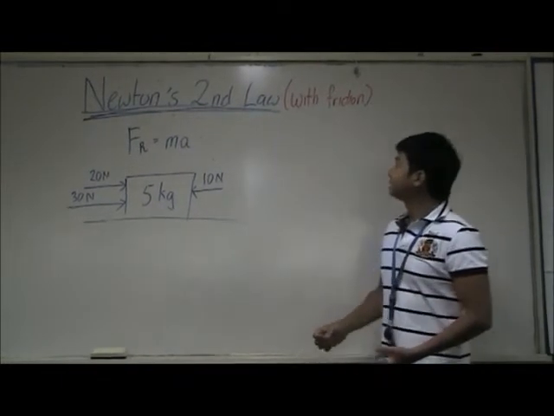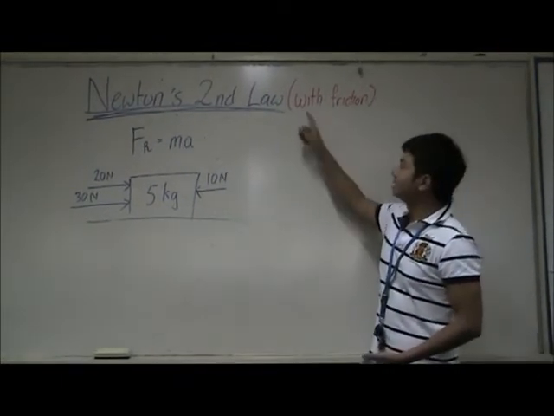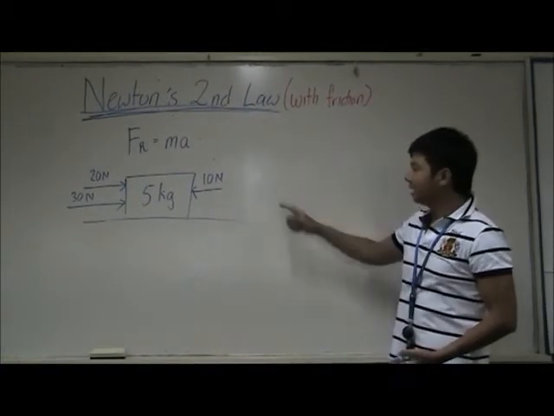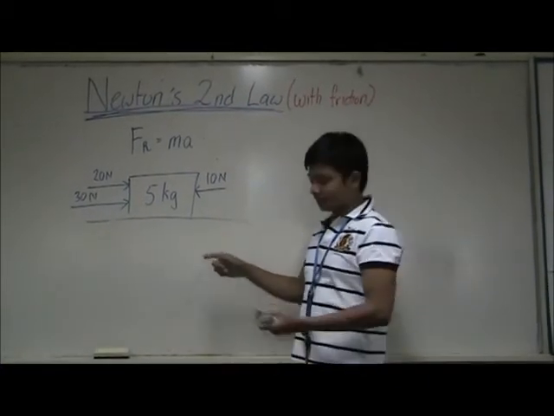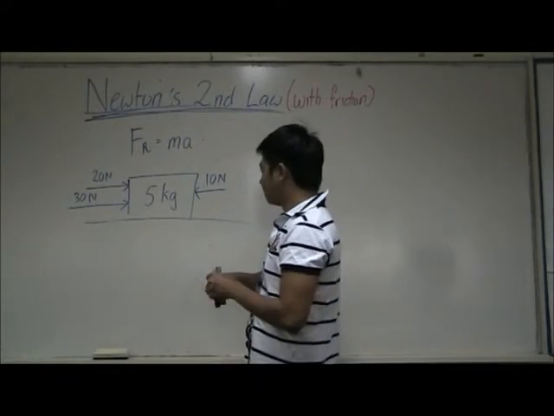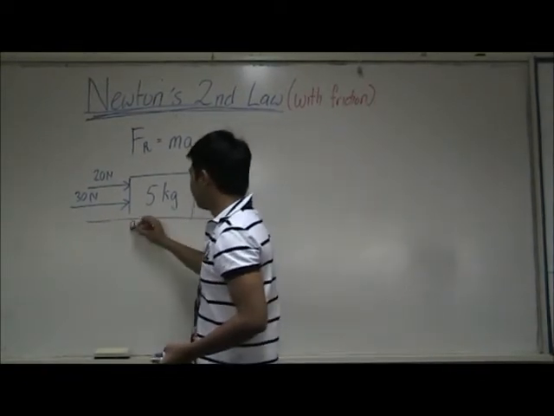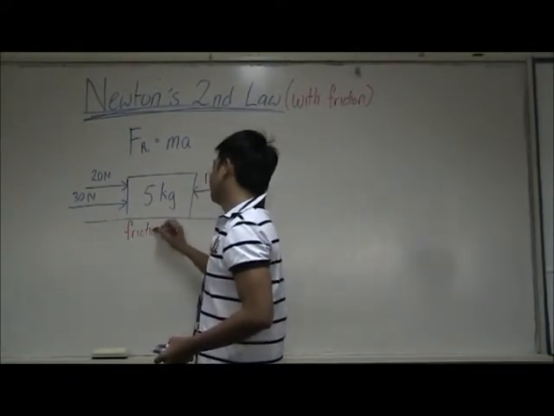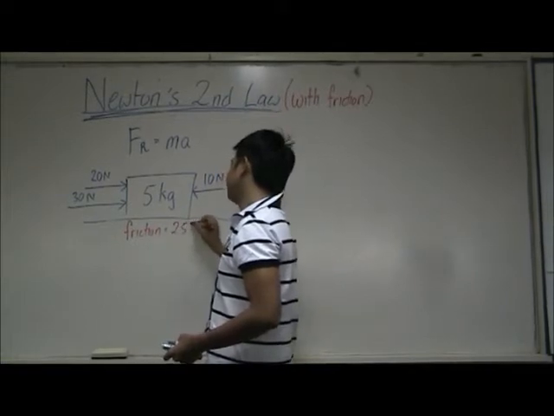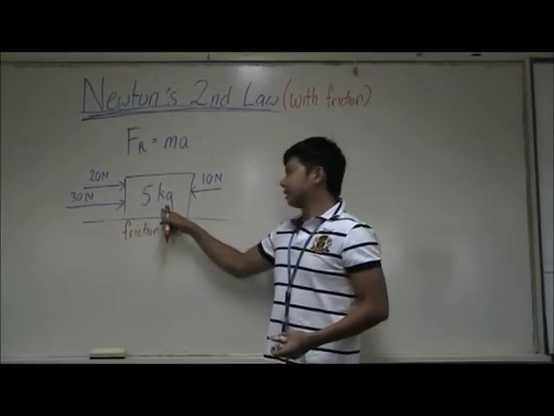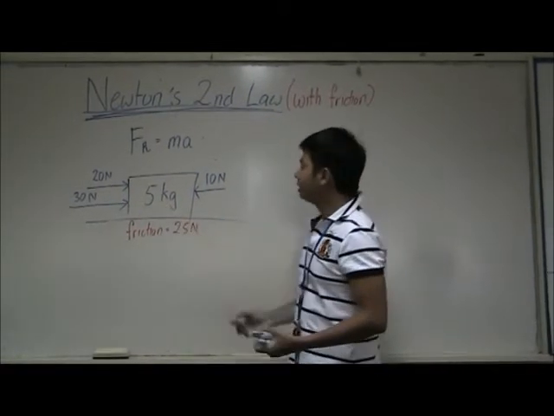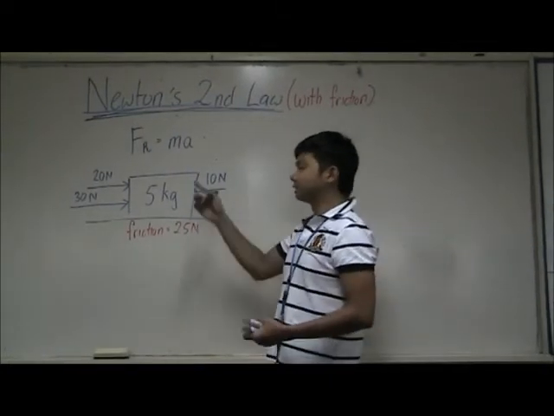Okay, I'm going to discuss how friction plays a part in Newton's second law. Let us consider the previous questions, with the exception that now I'm going to add in a friction of 25 Newton between the mass and the ground. So in this case, how do we find the resultant force?